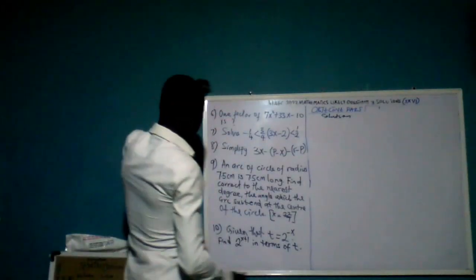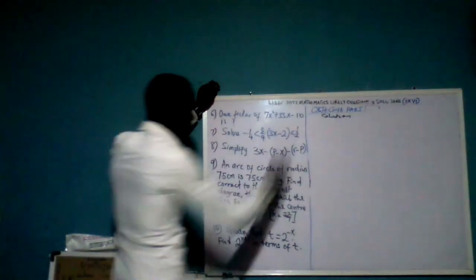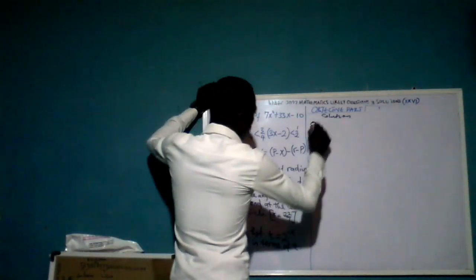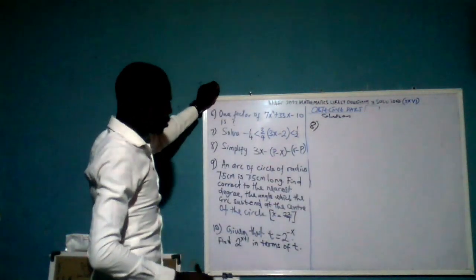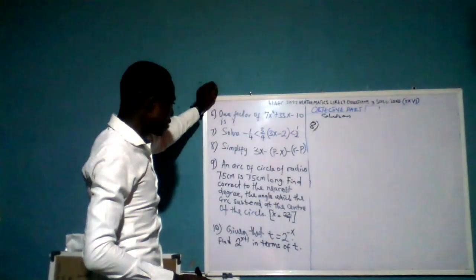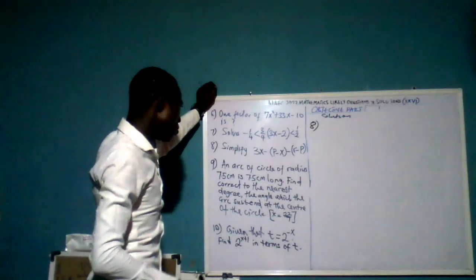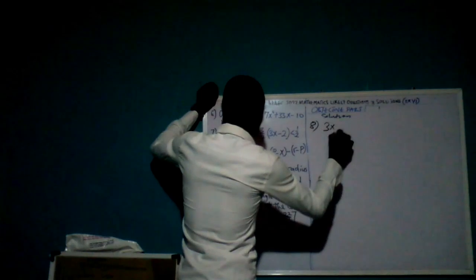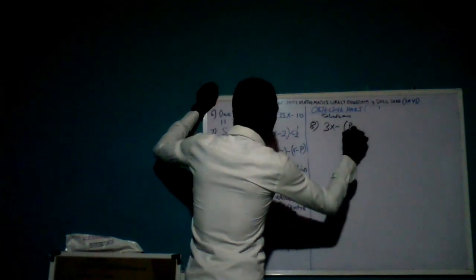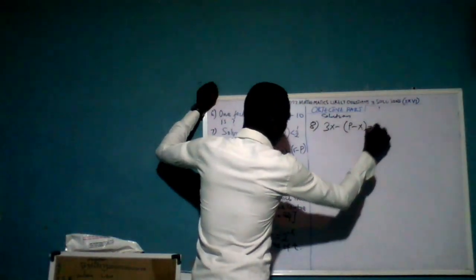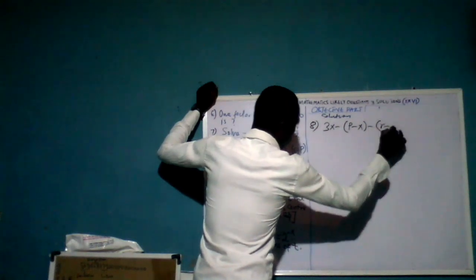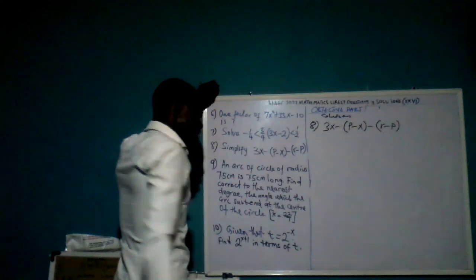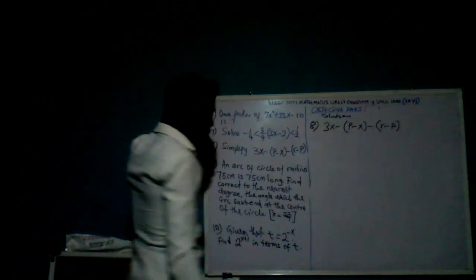So the next question is question number 8. Let's look at question number 8. Okay, we have to simplify 3x minus open bracket p minus x close bracket minus open bracket r minus p close bracket, right? Let's take this down. 3x minus open bracket p minus x close bracket minus the whole thing here in brackets as r minus p, okay? What you just need to do is to clear up the brackets and be mindful of the sign, okay?